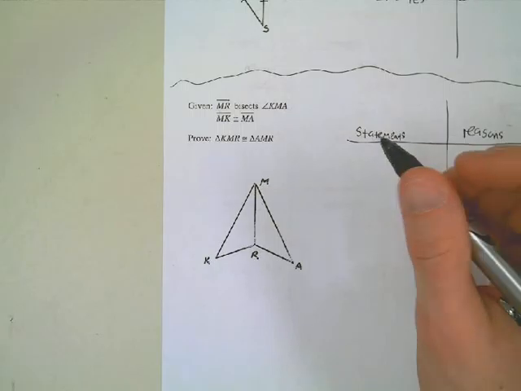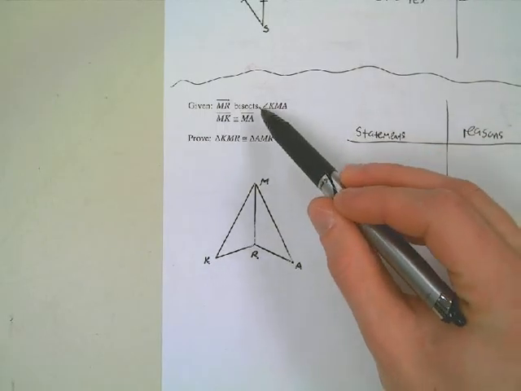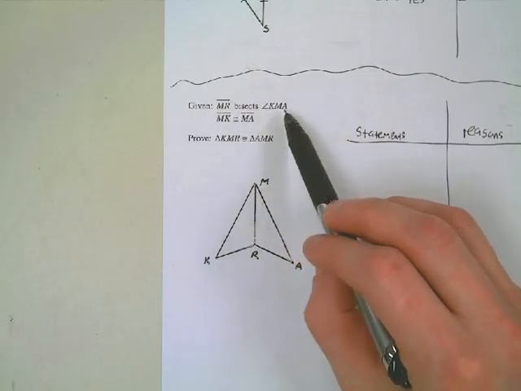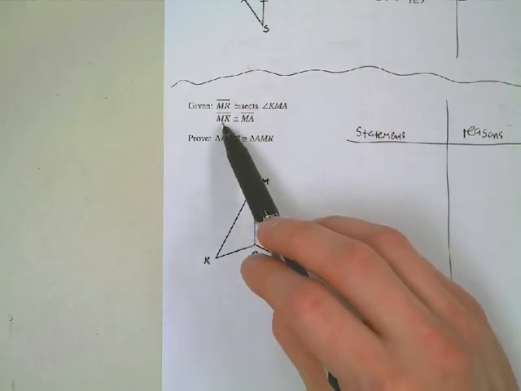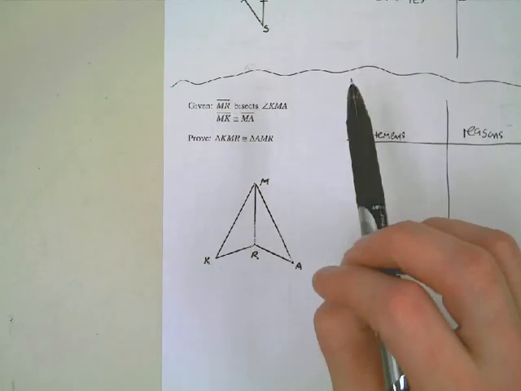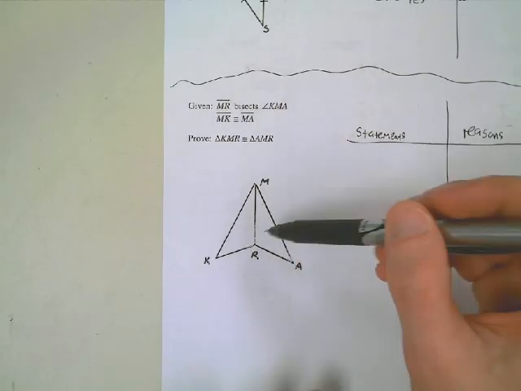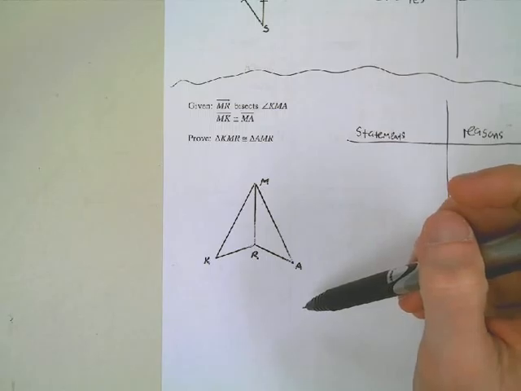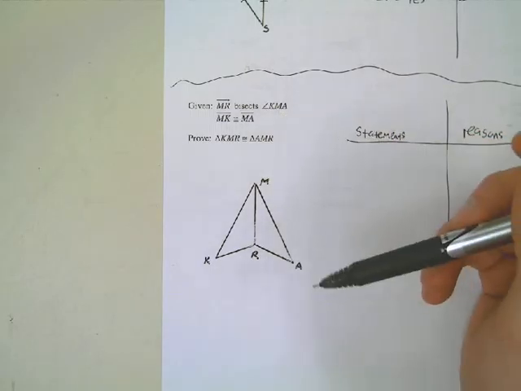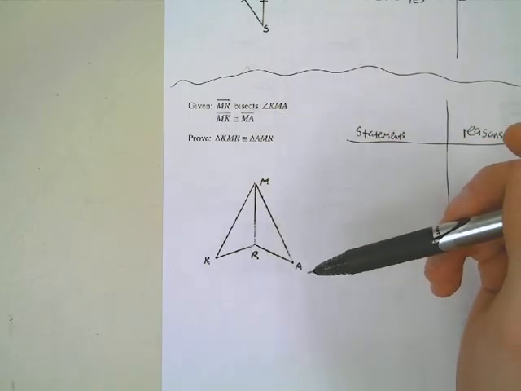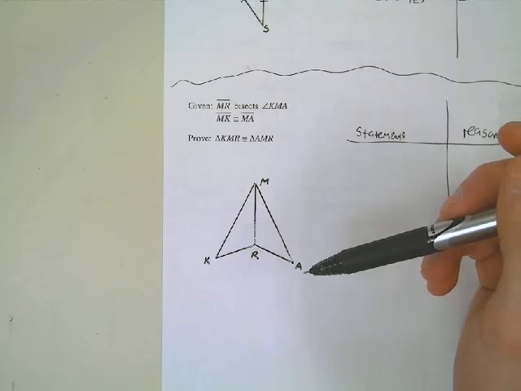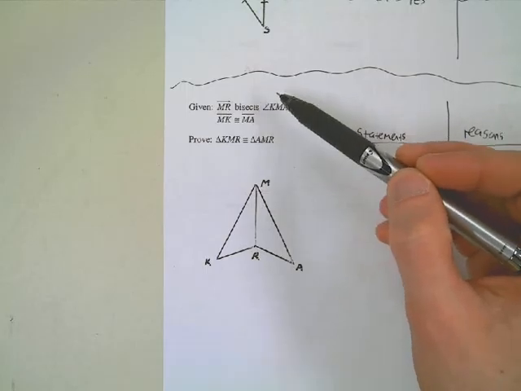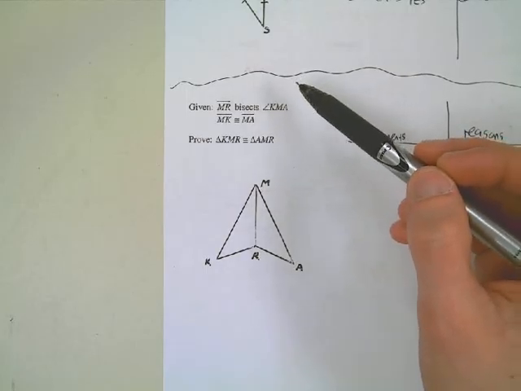So you look here, you have one piece of information, ray MR bisects angle KMA, and a second piece of information, segment MK is congruent to segment MA. From either of these pieces, can I mark something congruent down here? What's the congruence we're given? Just look at the information here. Which one of these gives me a congruence? It says something is congruent. MK is congruent to what?